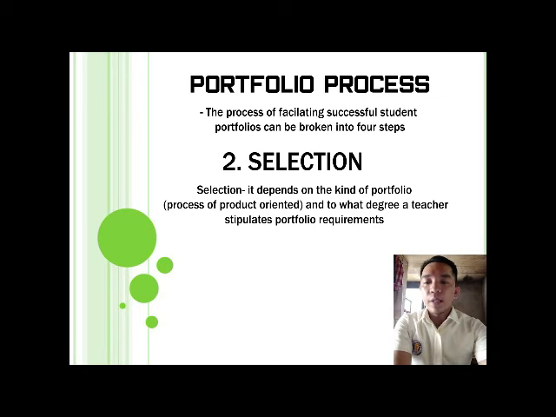How one facilitates the second step, selection, depends on the kind of portfolio, process or product oriented, and to what degree a teacher stipulates portfolio requirements. In this step, students will go through the work they collected and select the artifacts for their portfolio. This may be done by the students alone, with peers, and/or with the teacher.